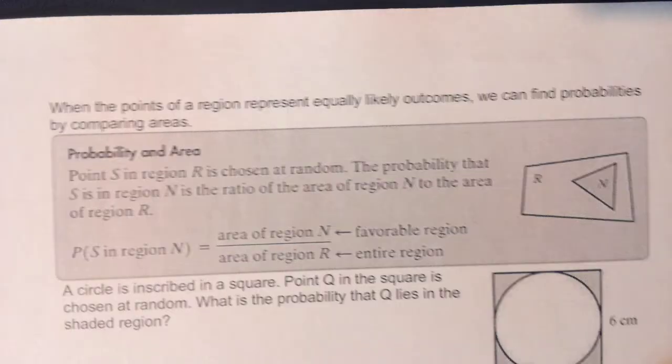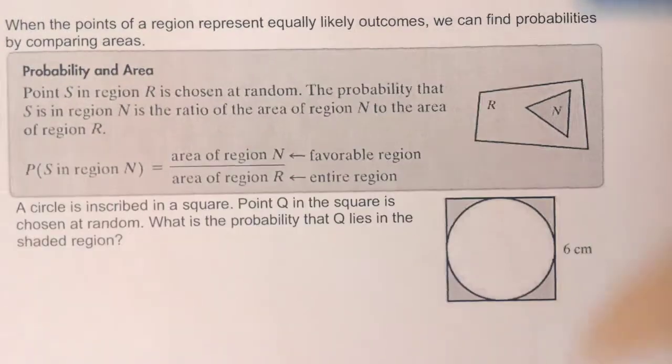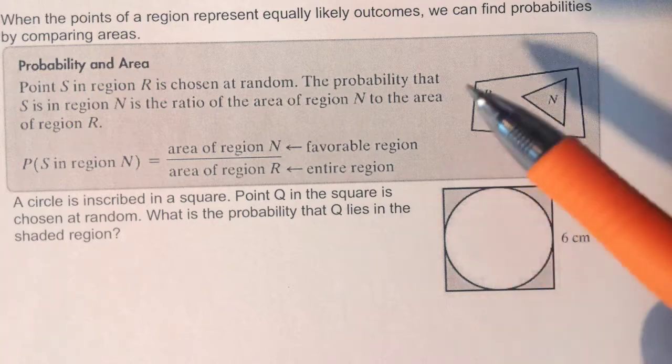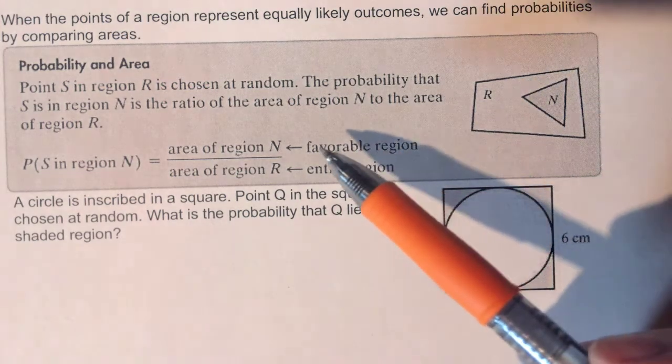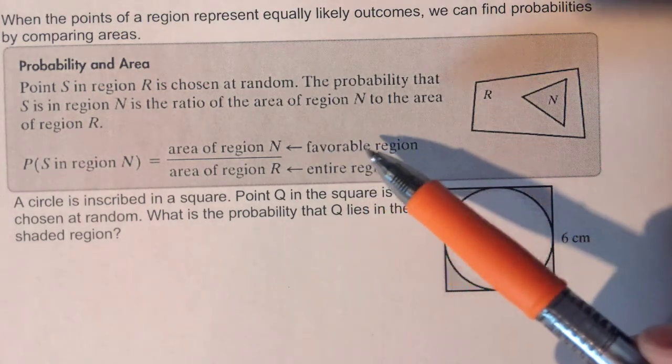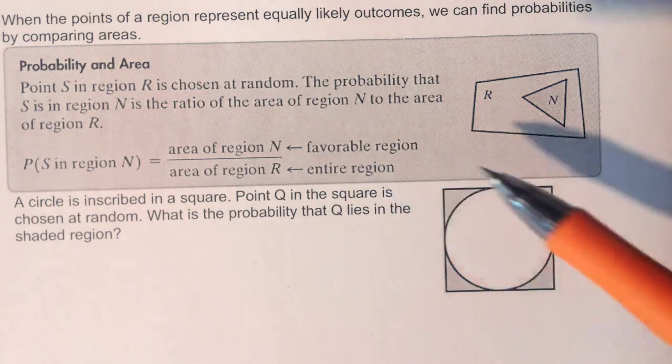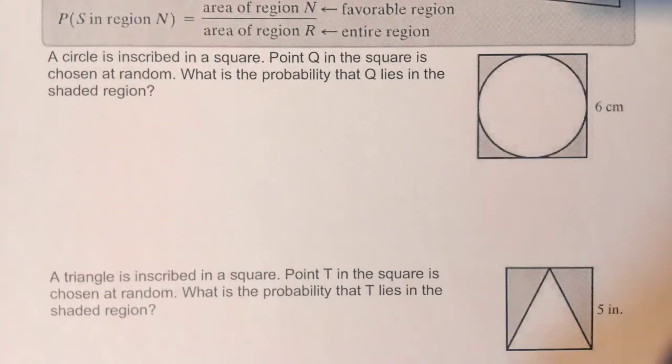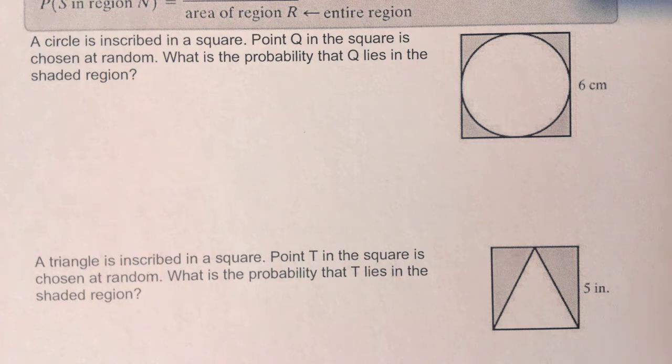That's not hard today. The back is a little bit tougher though. When we're looking at area, whatever we're looking for, we're going to take the area of whatever we're looking at divided by the area of the entire region. So that's how you find the probability of an area. So here is an example of that.